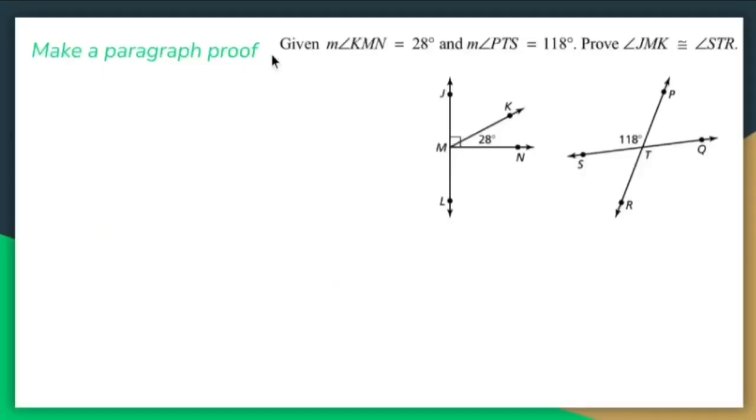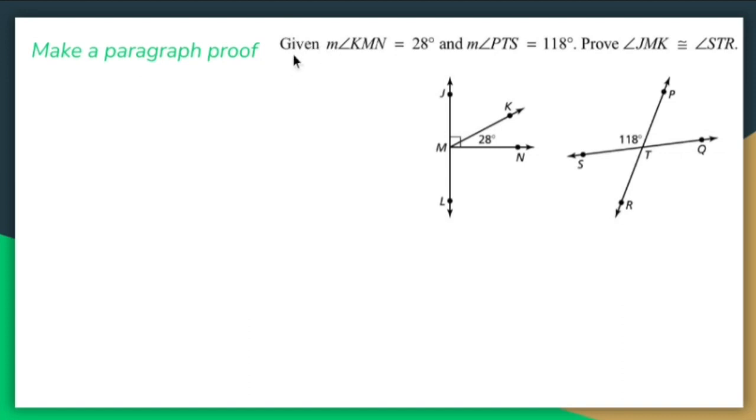Make a paragraph proof. A paragraph proof is basically like a flow proof with more words, more sentences. If you remember from a previous video, the flow proof looked like this, where we said the statement is blah blah blah and the reason is this. Well, now instead of having a picture of a flow proof, it's going to be just flat out sentences, and we're going to make it sound like a little essay.